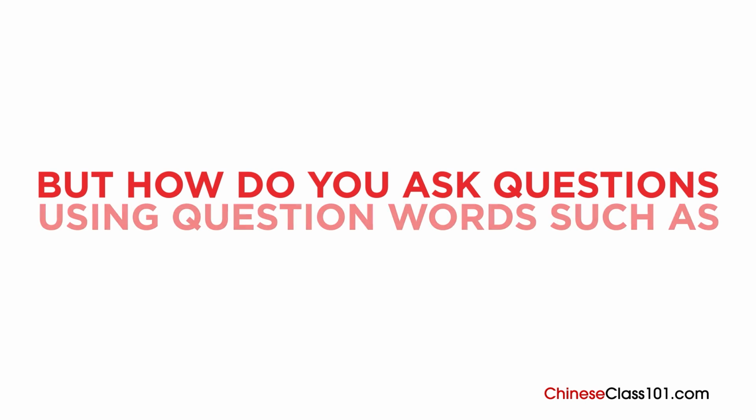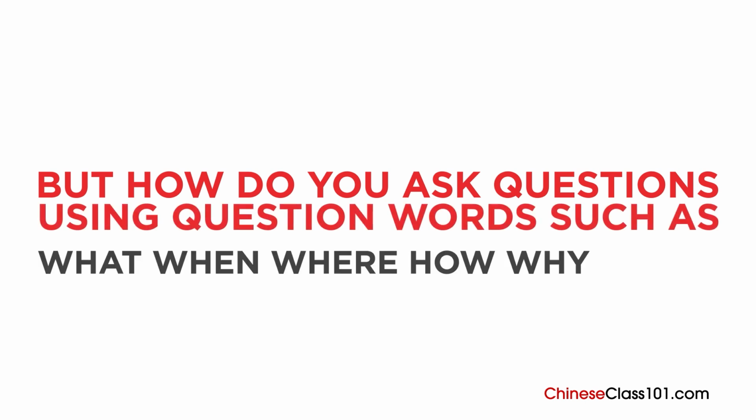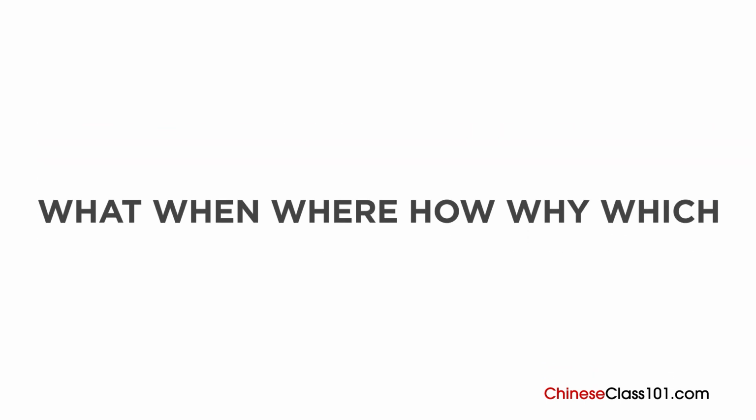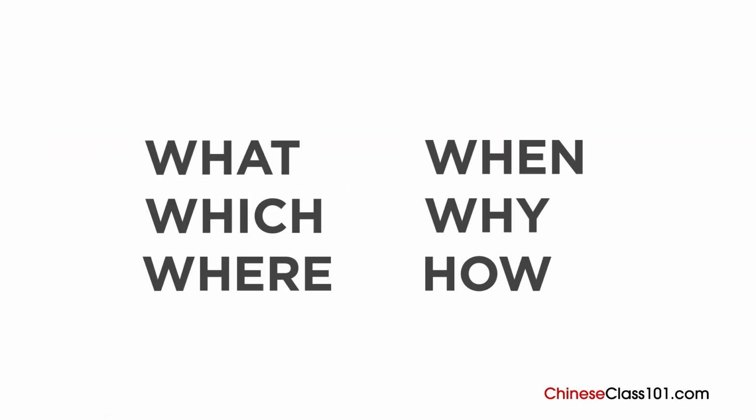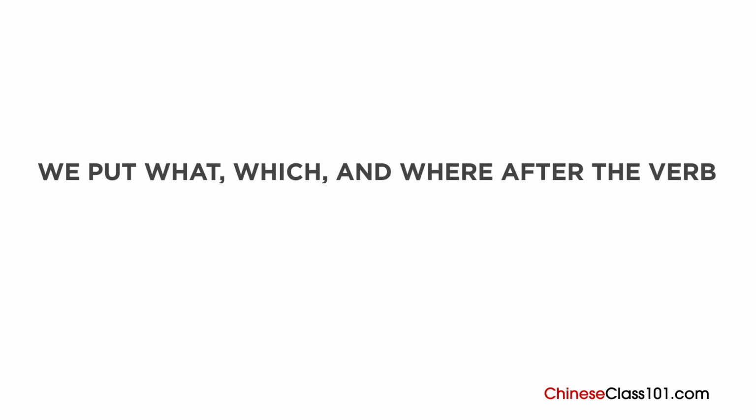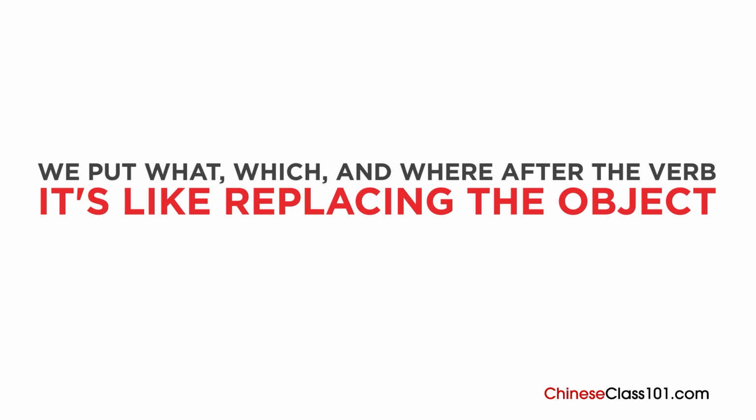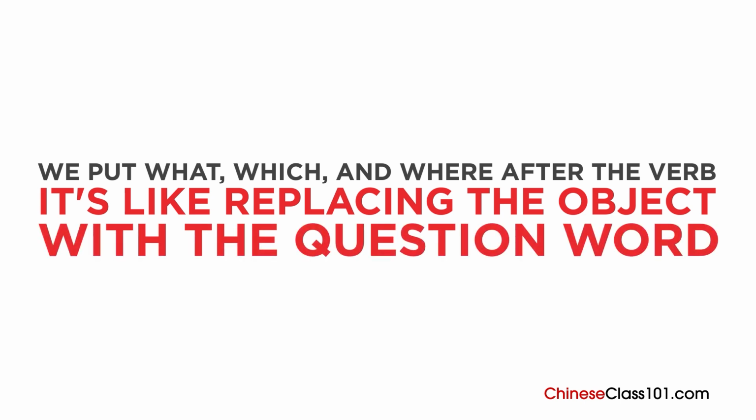Now you know how to ask questions with a yes or no answer. But how do you ask questions using question words, such as what, when, where, how, why, and which? Let's put the above question words into two groups. We put what, which, and where after the verb. It's like replacing the object with a question word.